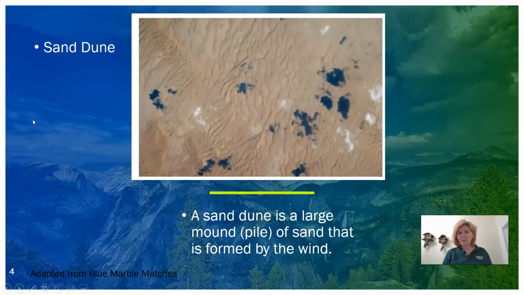Okay, the first one is going to be a sand dune. If you're not familiar, a sand dune is simply a large mound or pile of sand that has been formed by the wind. Now, we're not talking about a little pile. We're talking about one that would be as tall as a house. These are huge. They have to be big enough for you to see them from space. If you can see in that image, you can see those piles of sand. Those are huge. Okay, let's move on to the next one.